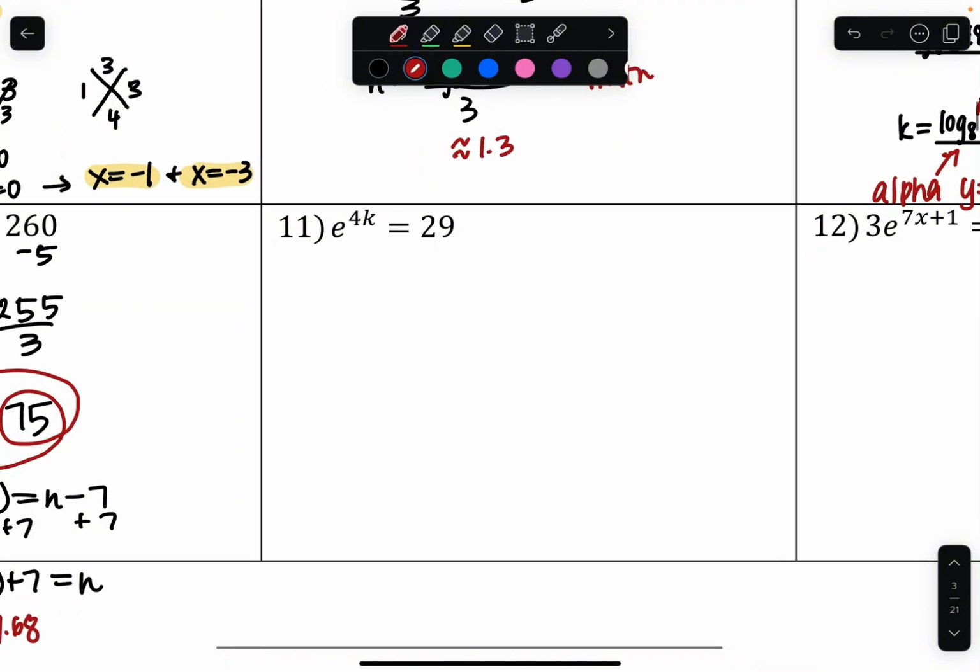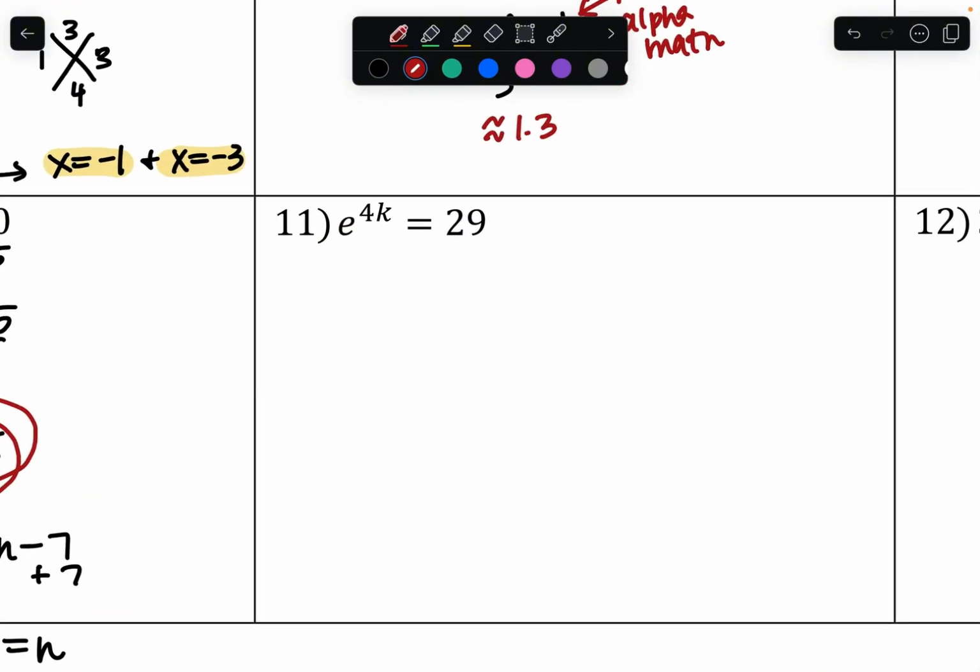Okay, here we see e as our base, and so you're definitely going to need a calculator or to leave it in terms of natural log. And so here our base is e, our exponent is 4k, equals 29, so we're ready to convert. Log base e of 29 equals 4k. So remember, every time you're tempted to write log base e, you're going to do ln instead. Log base e is natural log of 29 equals 4k.